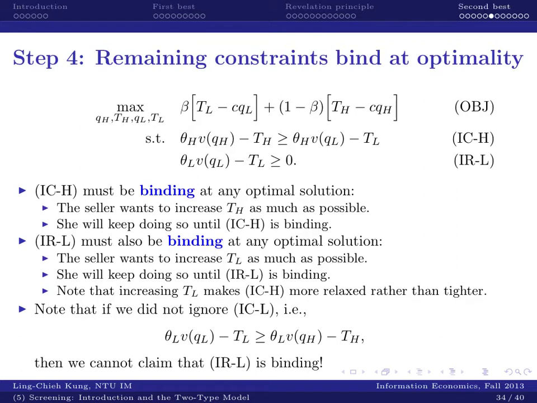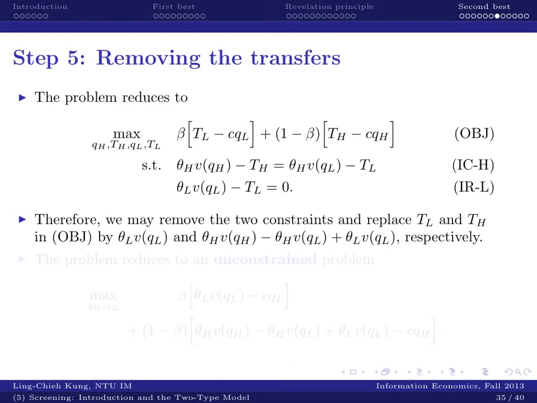Here, technically, we should mention that if you did not ignore ICL, as we did in the previous slides, ICL is this one, then we cannot claim IRL is binding. In this case, if you increase TL, it will also make ICL more likely to be violated, and when that happens, you do not know whether ICL or IRL will be binding before the other one is. Anyway, you really need to ignore ICL to complete this stage. Okay, so now things are very good.